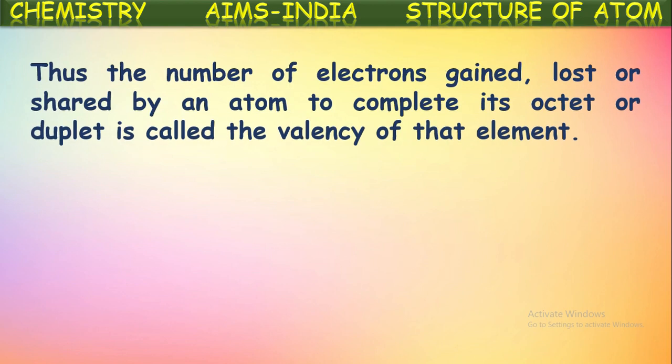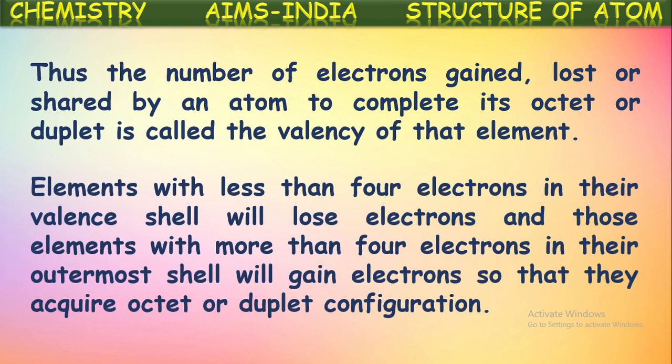Thus the number of electrons gained, lost or shared by an atom to complete its octet or duplet is called valency or combining capacity of that element. Elements with less than 8 electrons in the outermost shell are reactive, and these also will try to attain 8 electrons in the outermost shell either by gaining or losing or sharing electrons, as we told. So here the number of electrons gained, lost or shared by an element to complete its octet is called its combining capacity or its valency.